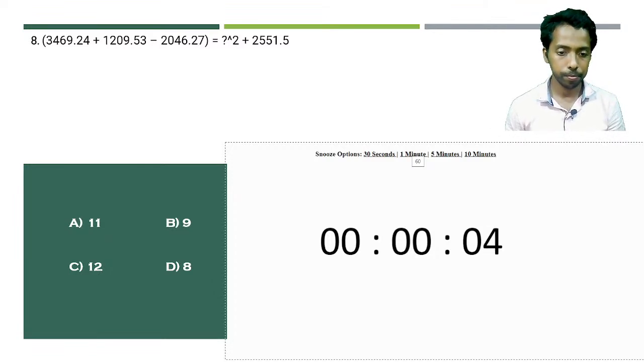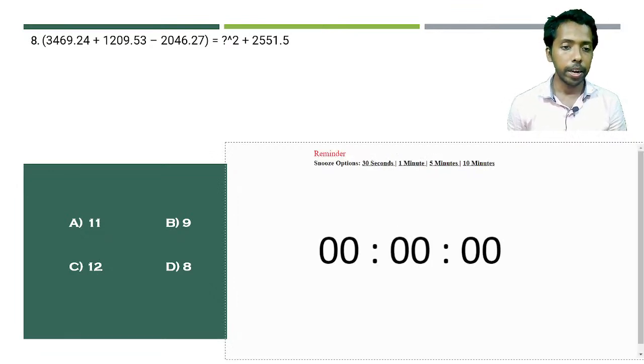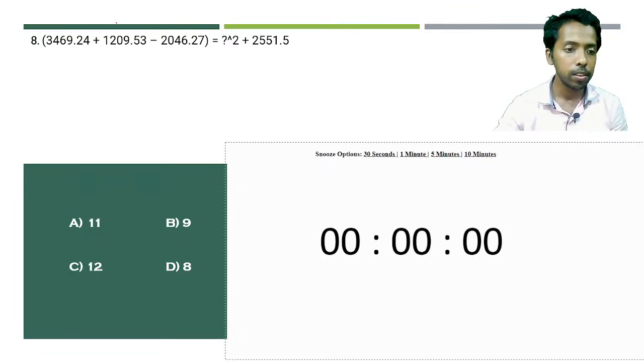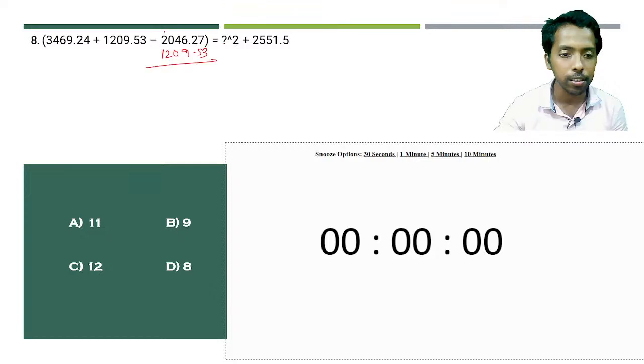Okay, right, so this is looking dangerous, but yes. Okay, so 1209.53. Just take the difference, and this is the larger number. So whatever the result comes, that will be negative. Oh, this is 4, this is 7, this is 6, and this is 3, this is 8. So 836.74.